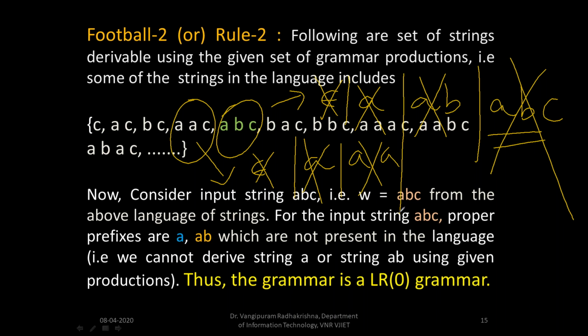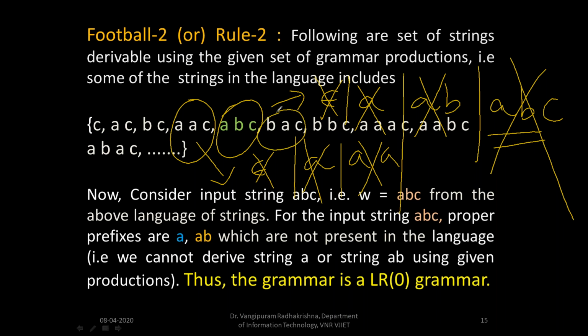Therefore, if this is the case, you can say that the language is no more LR0. So if you are able to prove that the language has a proper prefix, you can say that it is no more LR0. But in this case, we are not able to prove that there is a proper prefix.